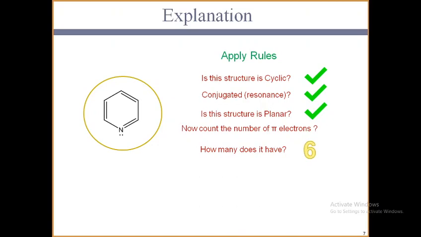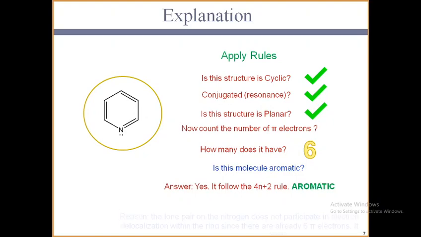Now the question may rise in your mind that the nitrogen also has a lone pair of electrons, but this pair of electrons doesn't participate in the delocalization. So that's why the number of pi electrons is considered as 6. Now we apply the 4n plus 2 rule. So according to the 4n plus 2 rule, is this molecule aromatic? Yes, because it follows the 4n plus 2 rule. The n is equal to 1, so the total number of pi electrons required is 6, and this pyridine moiety has the 6 pi electrons. So this compound is aromatic.